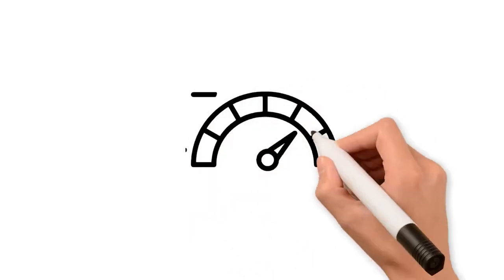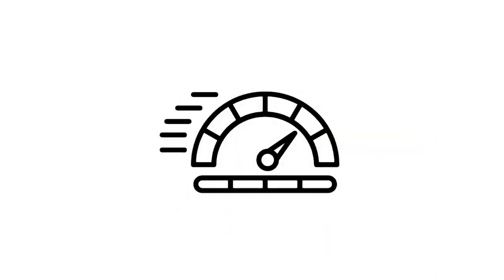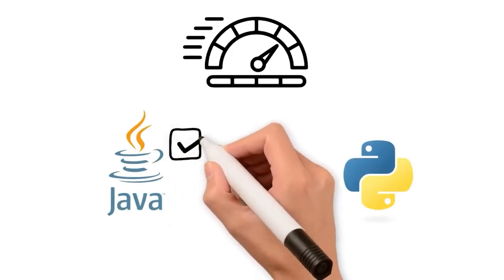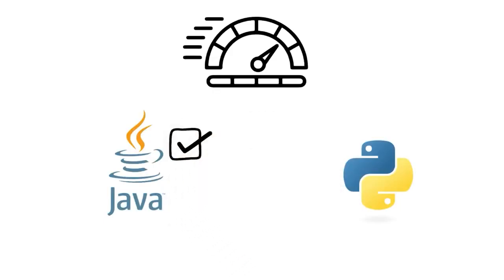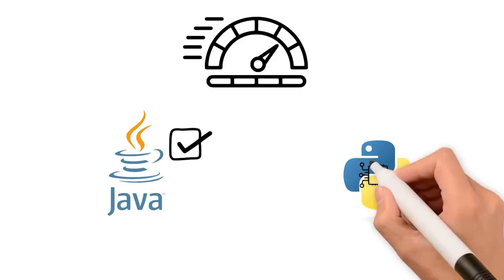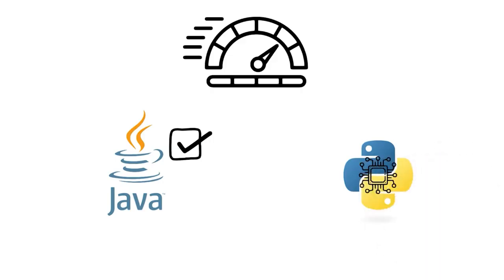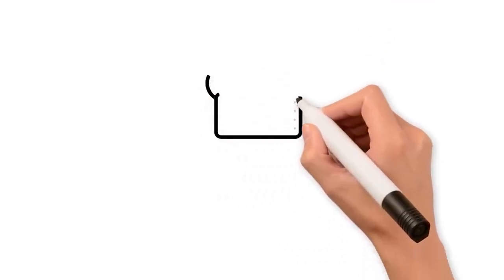Another significant difference between these languages is speed. Java is much faster than Python and is generally considered a very fast programming language. However, today's powerful and modern processors help Python compensate for this drawback. Despite this, Java is still regarded as faster than Python.